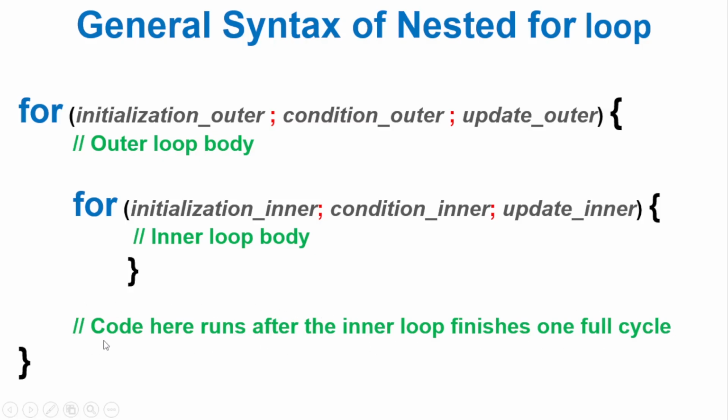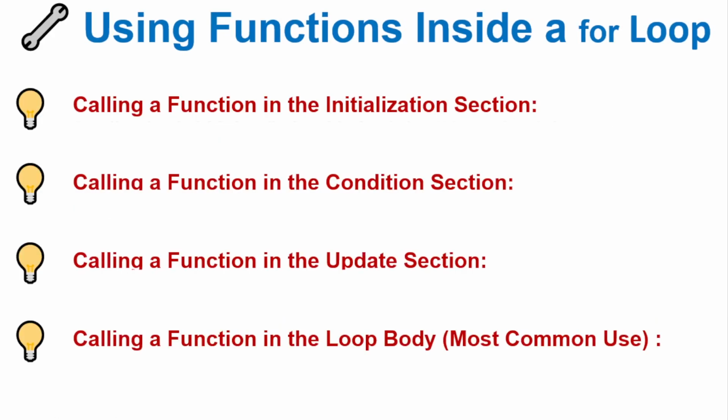Using functions inside a for loop in C. In C, you can call functions in any part of the for loop: initialization, condition, update, and the loop body. This adds a lot of flexibility but also requires caution to maintain readability and efficiency.